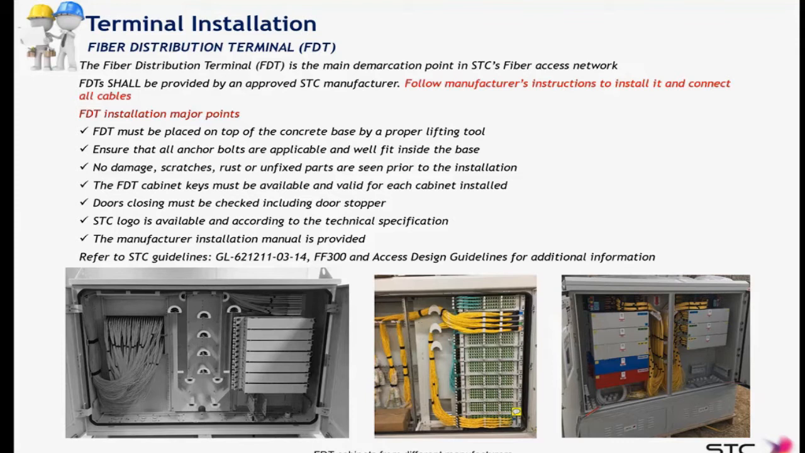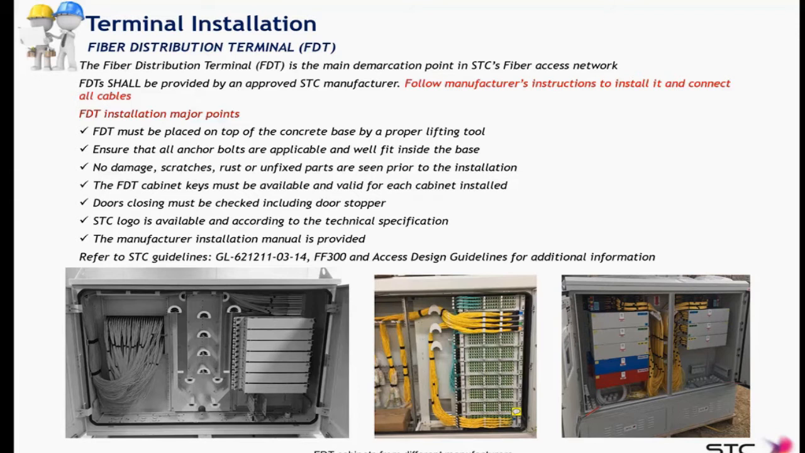So when it comes to the FDT installation, needless to say that only approved manufacturers are to be used for actual field installations. We are going to see the major points to take into account. They are listed here purely on the mechanical side of the cabinet. The FDT must be placed on the concrete base by a proper lifting tool. So do not lift the cabinet by hand. The cabinets have to be lifted by the proper tools, and the hooks provided, as you can see on the picture, to be lifted by a crane.